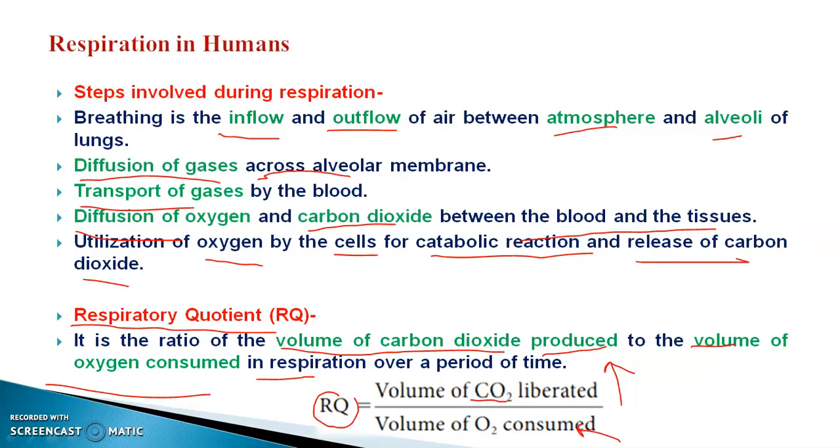So this is all about respiration in animals, especially the respiratory system in the human being.